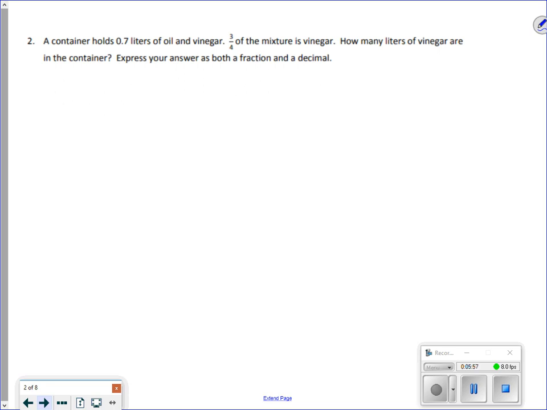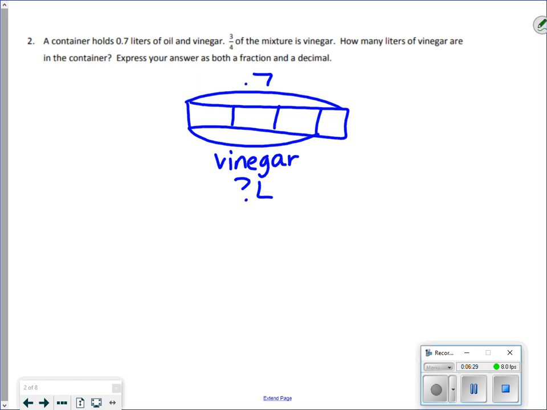A container holds 7/10 liters of oil and vinegar. 3/4 of the mixture is vinegar. How many liters of vinegar are in the container? Express your answer as both a fraction and a decimal. Okay. What fraction is vinegar?